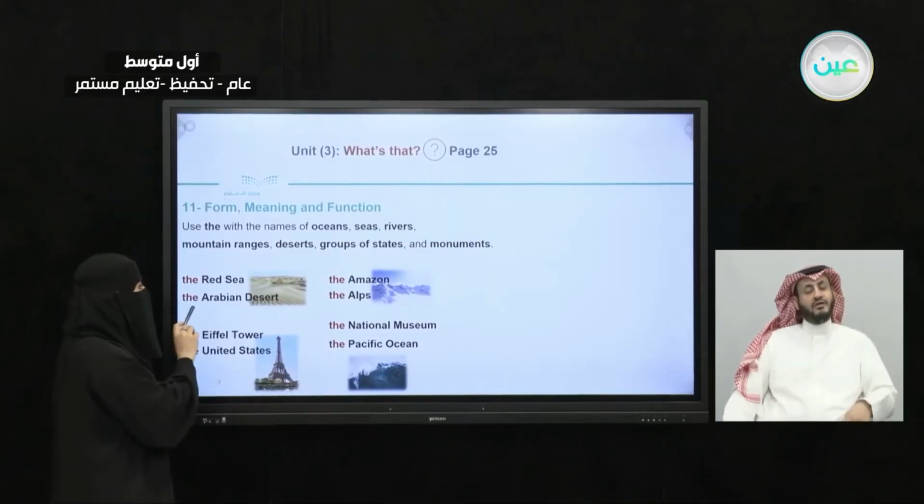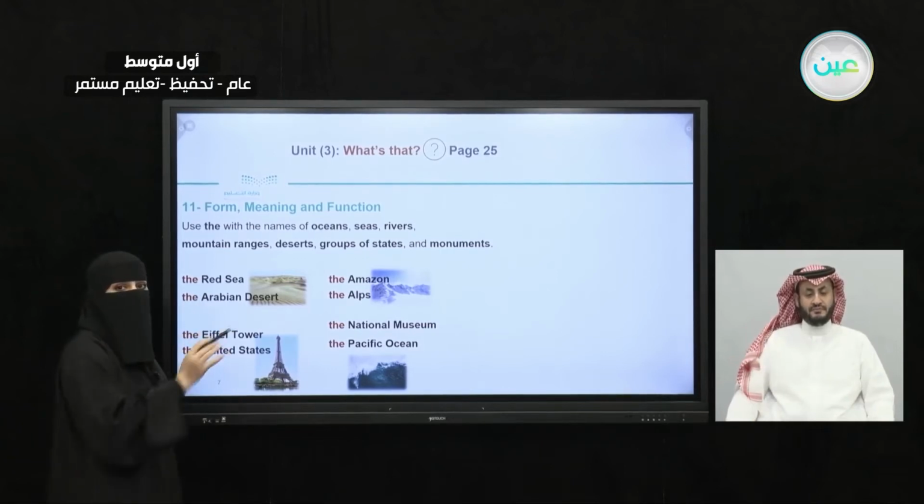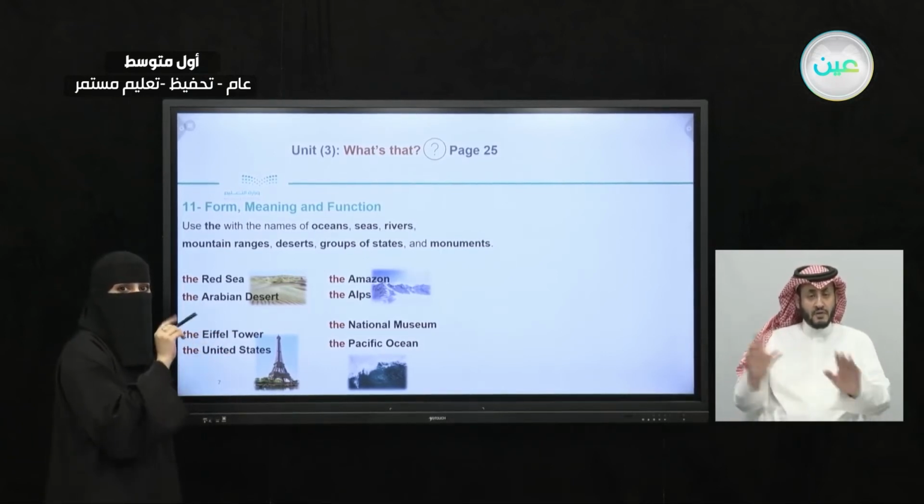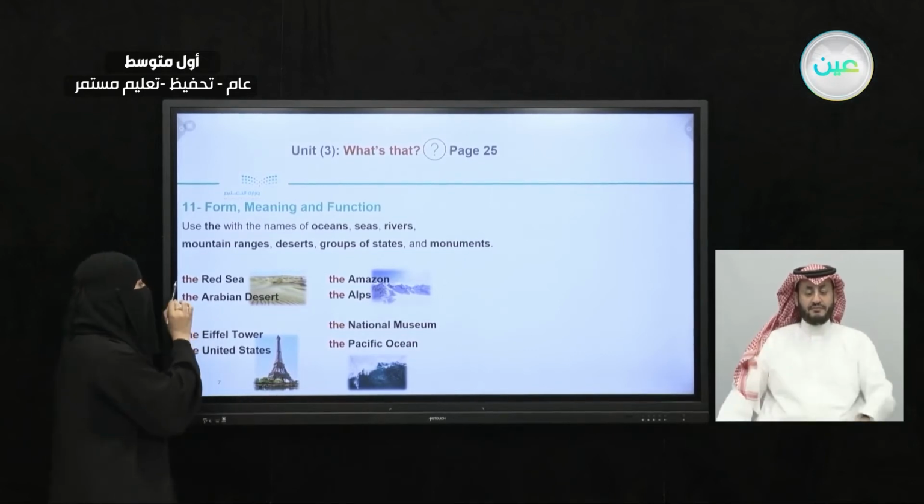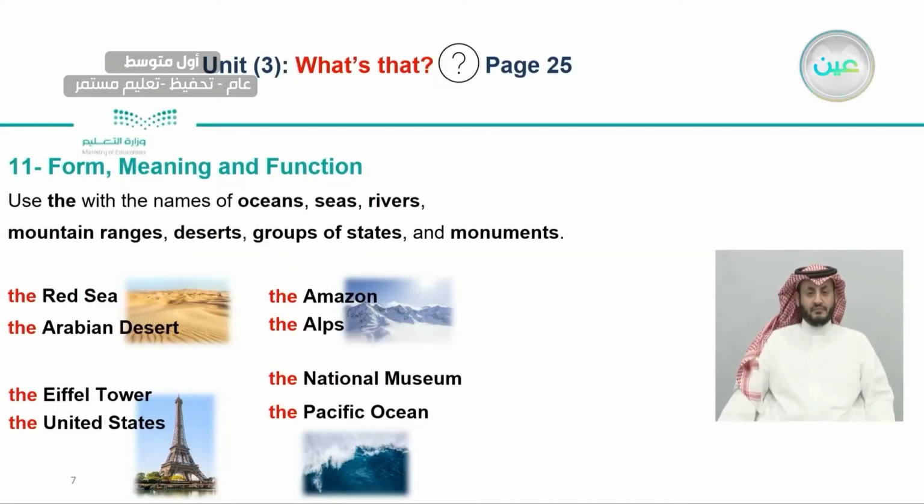And it's also one of a kind. The Red Sea, there is no other Red Sea. It's the only one. So that's why we choose the definite article, the Red Sea, because we're talking about an object that's very well known. Let's look at the second one, the Arabian Desert. What do you think? It's only one, right? And I can describe it, the Arabian Desert. It's well known, so that's why I choose the definite article, the. How about the Amazon and the Alps?